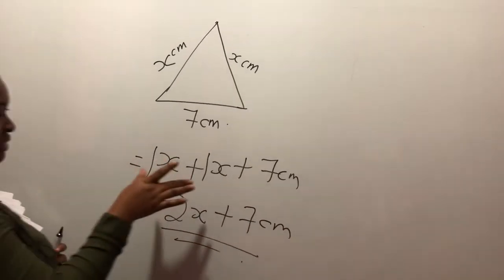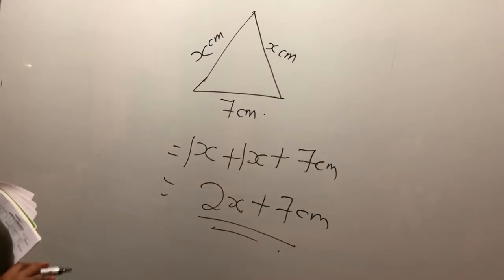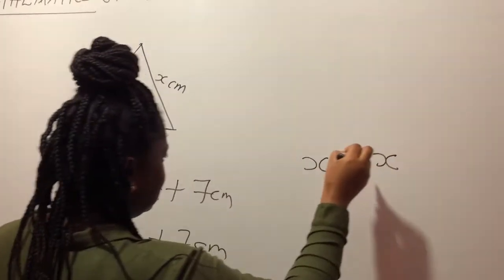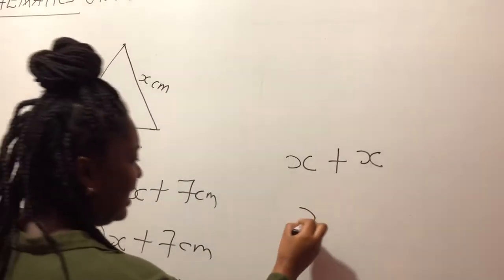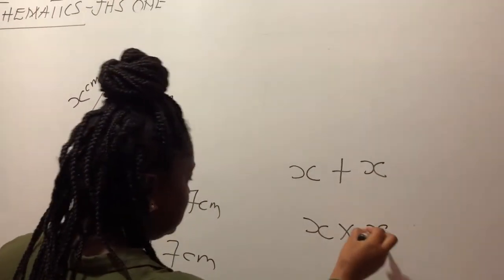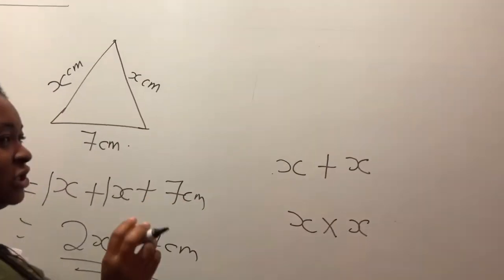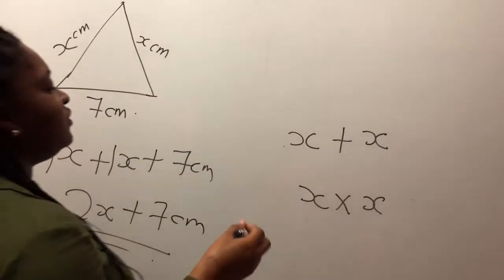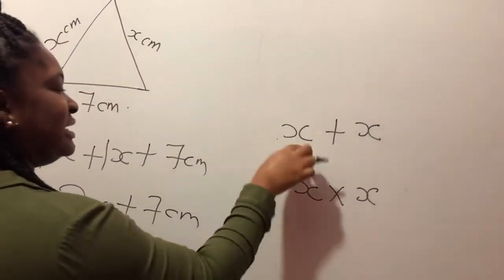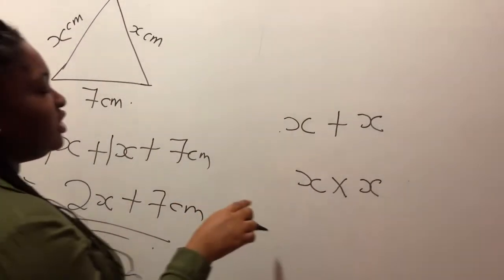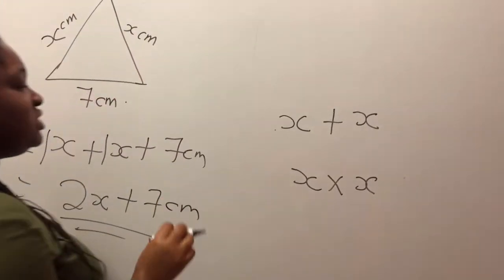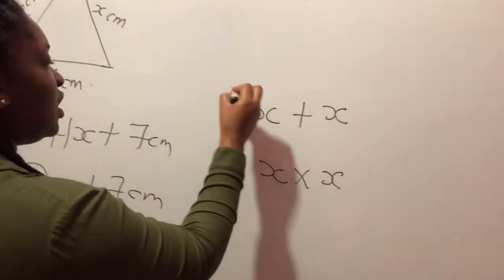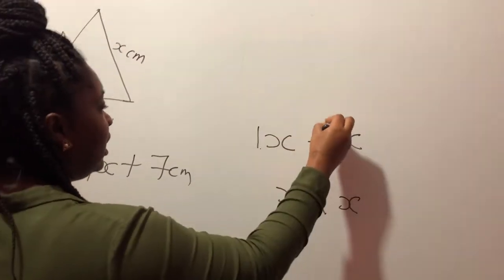Now, I want to hit on this, that some of you are making mistakes. Know that x plus x is not the same as x times x. The law of indices does not apply to addition and subtraction. Law of indices only applies to multiplication and division. So when you see addition like this, you always assume that there's an invisible 1 here and an invisible 1 here.